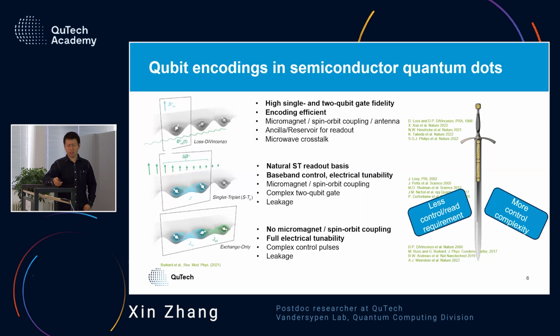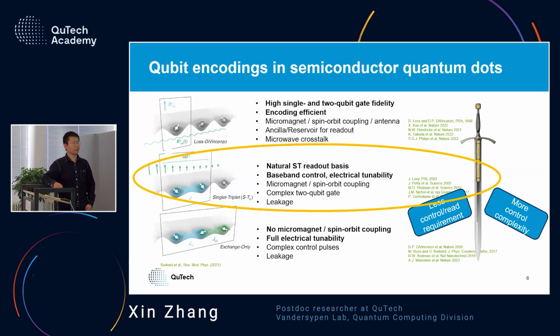A naive idea is that if you just choose singlet-triplet qubits, it's in between, so they have a balance between the 2 things. I don't know if I can convince you, but let's focus on ST qubits from now on.